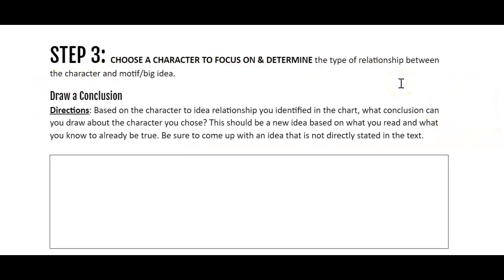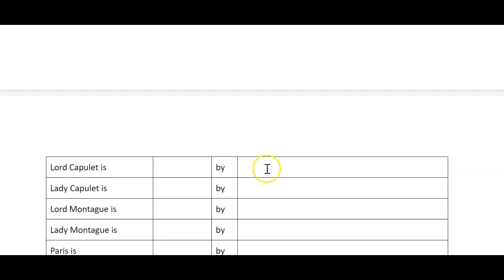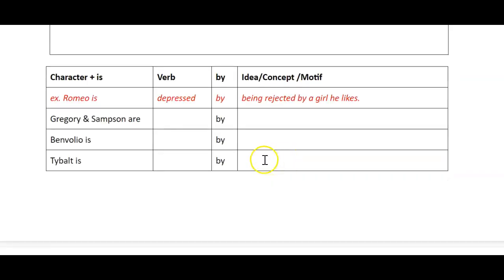So here's where you're looking to make a claim about this character. It could be about, again, what motivates them, what drives them. It could also be just a connection you make with this character and possibly another character or an idea found in the text. So I'm going to do an example, and I'm going to choose a character that hopefully you didn't have your heart set on.